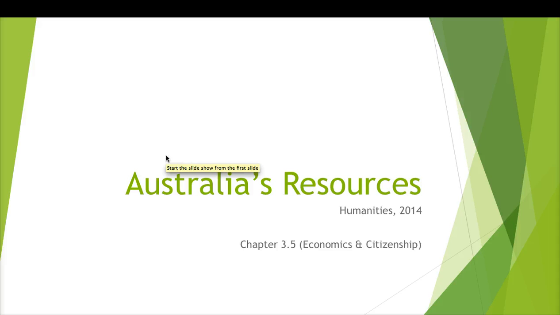G'day guys, so today we're going to be looking at Australia's resources. So we're continuing from our unit we've started on economics. This is our third lesson on it, and today's chapter mainly focuses on 3.5, Australia's resources.